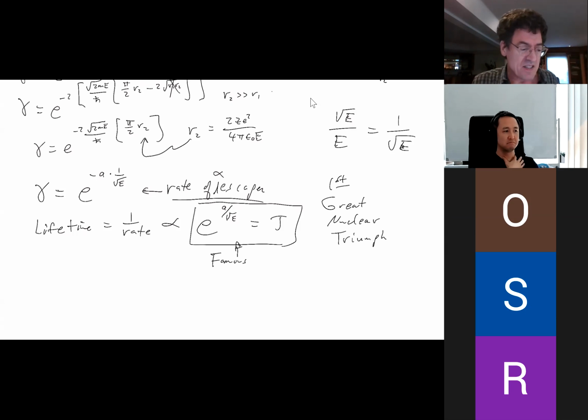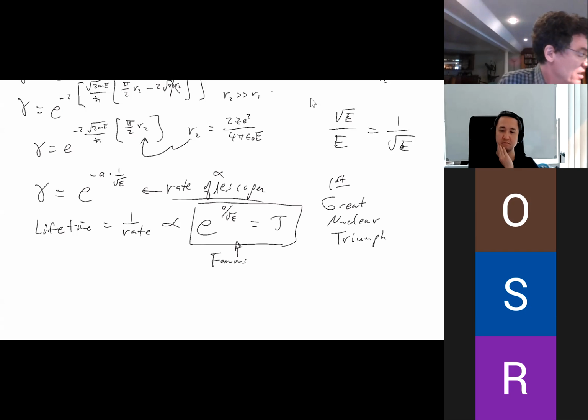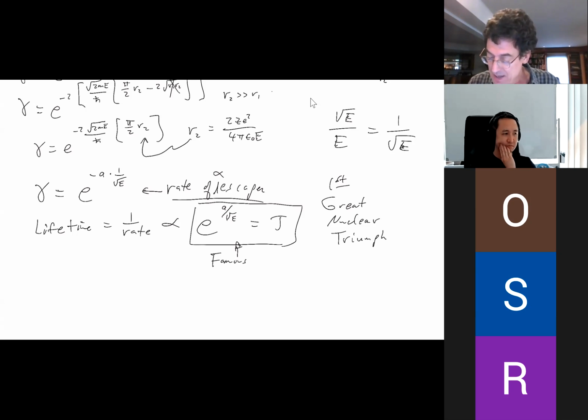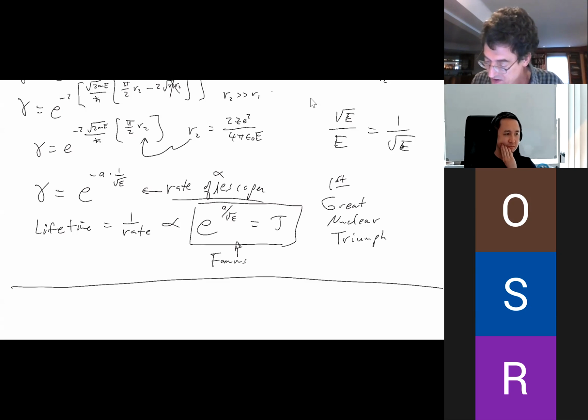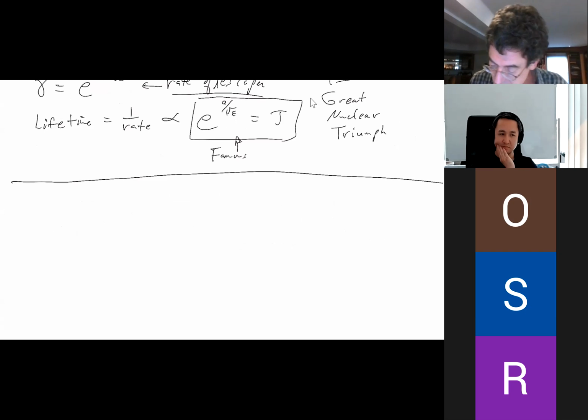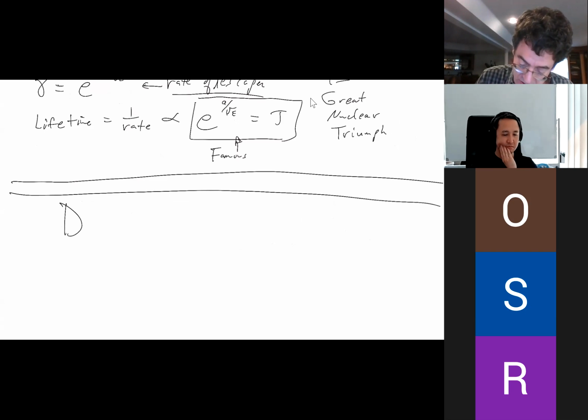Okay, folks, so that's all I want to say about alpha decay, but I think it's kind of cool. That's the most famous example of WKB. It worked really well to explain that behavior. And so now I'm going to go to a new topic, and my new topic is the Dirac equation.